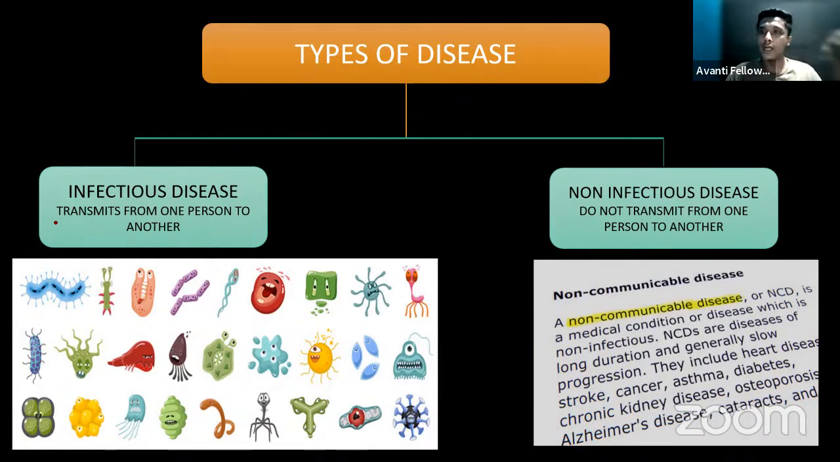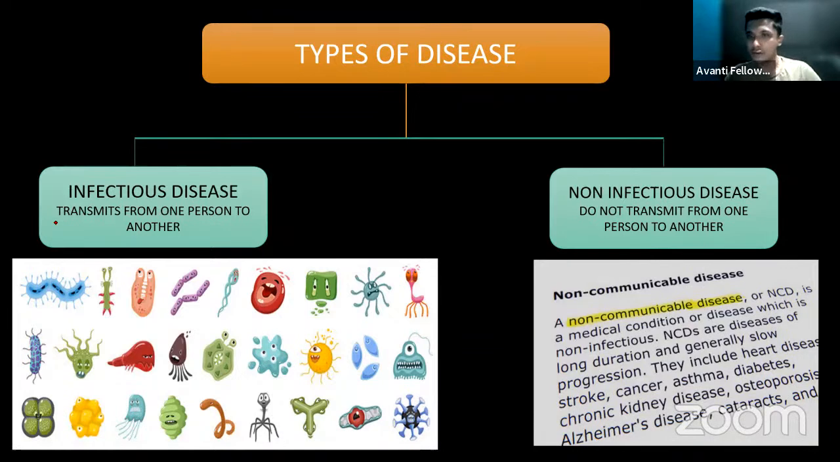When it comes to infectious diseases, recently you might have seen how the world was shaken up by one of the infectious diseases that we suffered from, that is COVID-19. HIV is another infectious disease, and so are cholera, diphtheria, typhoid, dengue, malaria. If a disease spreads from one person to another person, then we call it an infectious disease. And what are non-infectious diseases?